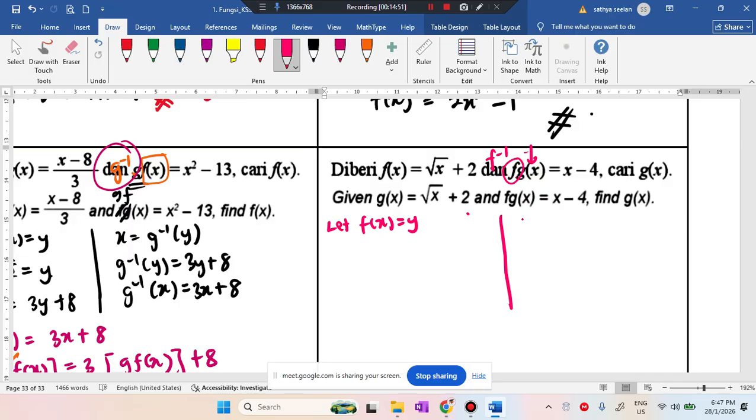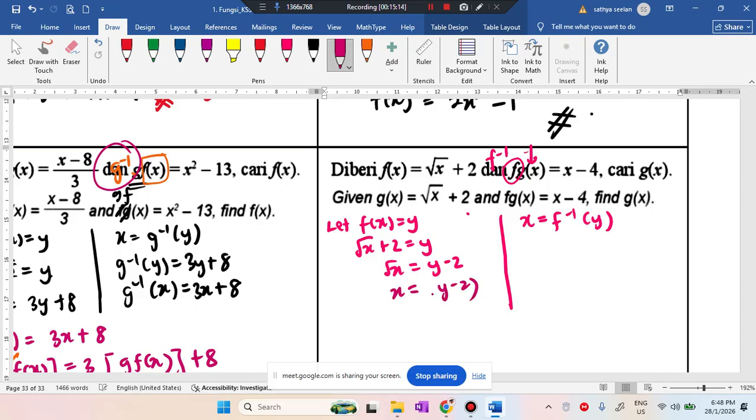Betul tak? Dan kita kena cari apa? X kan? So, square root pergi sana dia akan jadi square. Let it be square first. Should we expand? Not sure, but maybe we maintain in this form first. If necessary, then we expand. Kalau you ter-expand tu tak apalah. So, dia punya F inverse X adalah X minus 2 square. Okay?